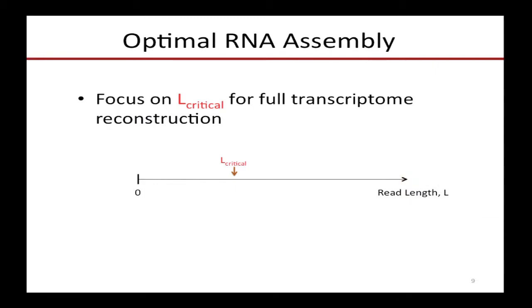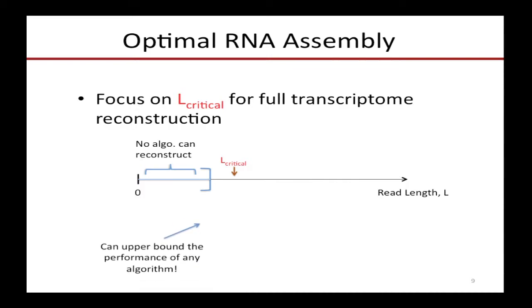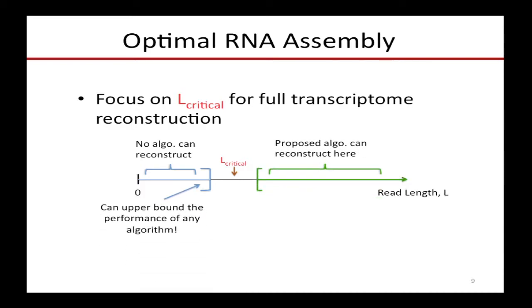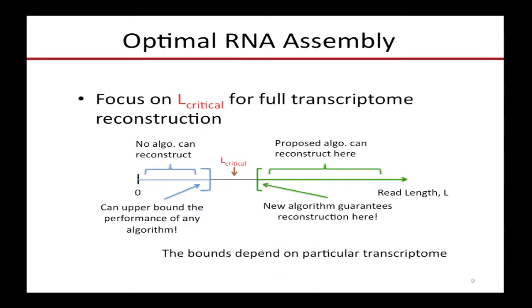Just like in information theory, there are two things. One is we have to show an information theoretic limit, which means there is a regime where you're informationally limited. There is no way in this regime that any algorithm has enough information to reconstruct the original data. And then we have to propose an algorithm and show that this algorithm can reconstruct as long as the read length becomes greater than a certain value. So we have these two bounds, and this sandwiches the value of L critical. These bounds are going to depend on the particular transcriptome, and we have a method which is also very efficient to calculate these values.